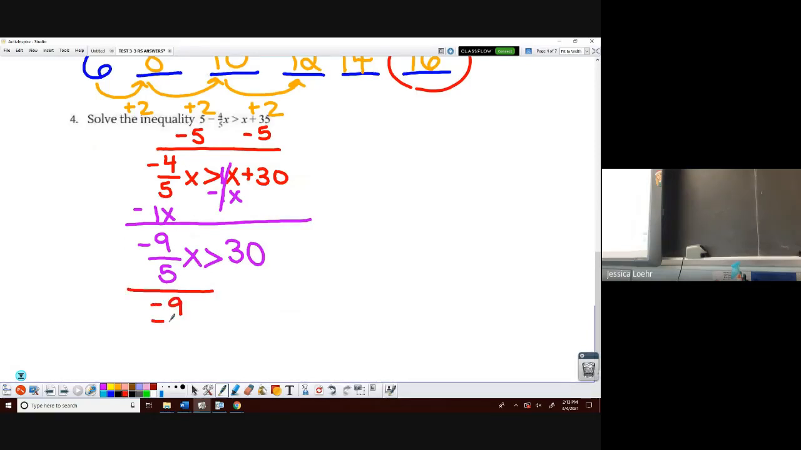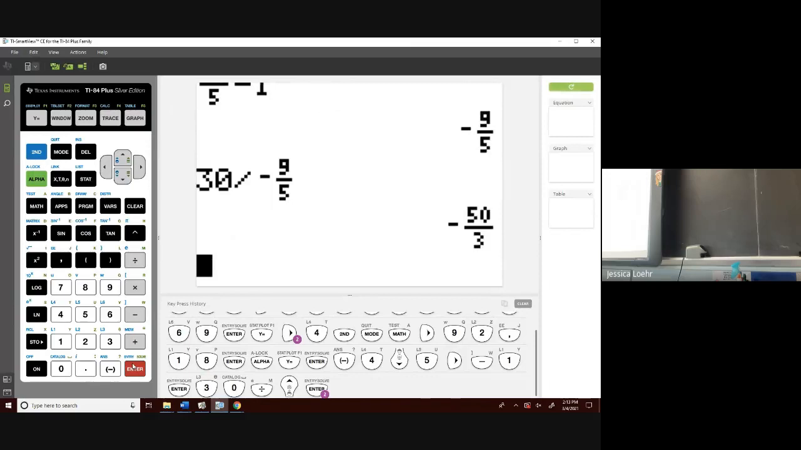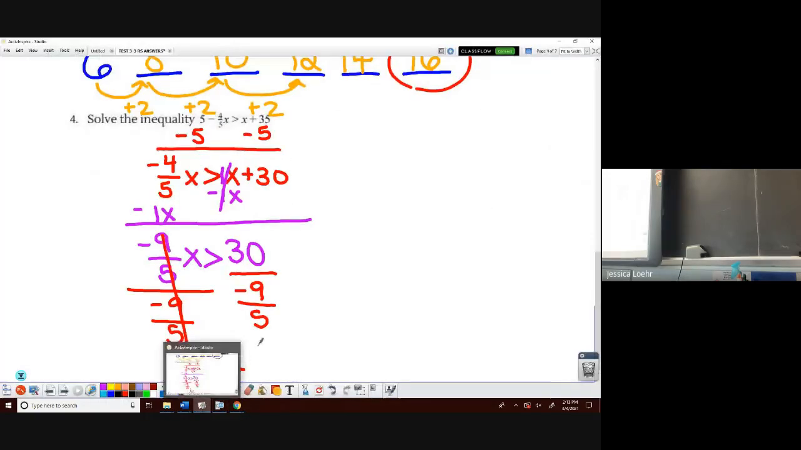Don't you have to flip the sign? You flip it when you divide by a negative. Yes. When you divide by a negative, you flip the sign. So then you're doing 30 and you're dividing by this, which is negative 50 over 3. And yes, I flipped the sign because I divided by a negative. All right, good.